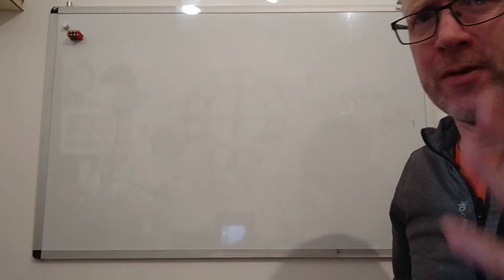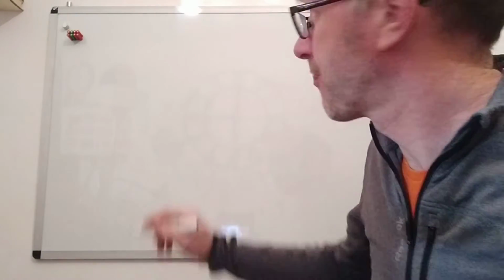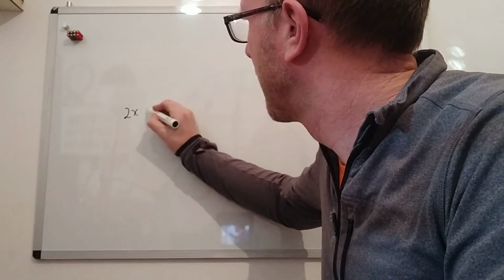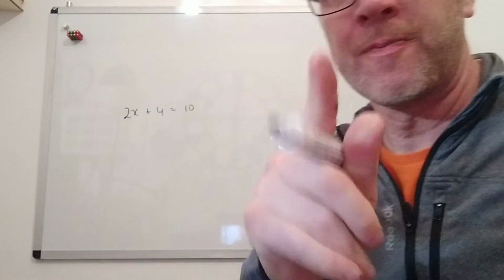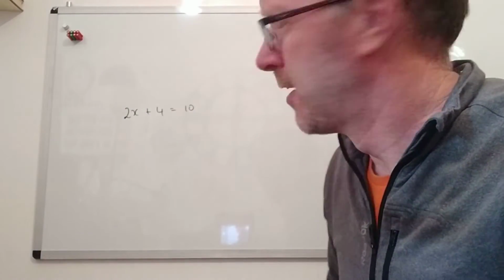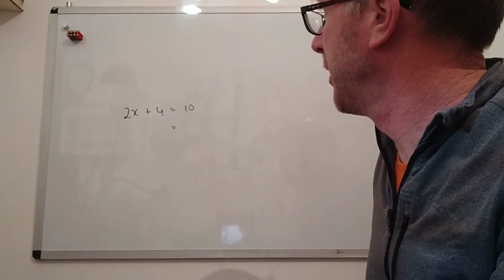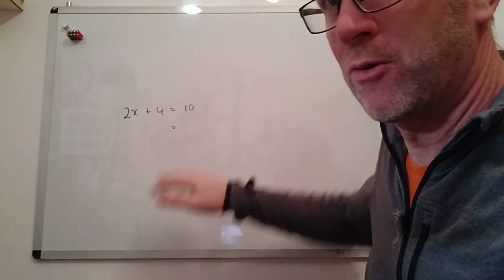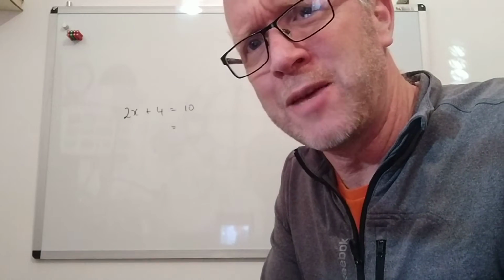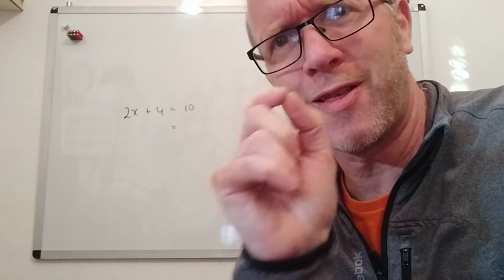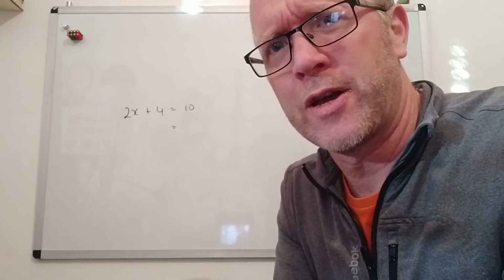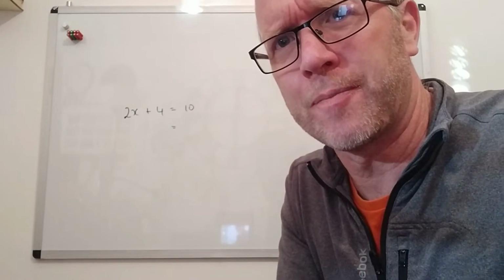Now, let's take a simple linear equation from first year. 2x plus 4 equals 10. This is how you should do it. It's an equation. What an equation means is the left-hand side is equal to the right-hand side. To keep it equal, if you do something to the left-hand side, you must do the same thing to the right-hand side. That's the bottom line.